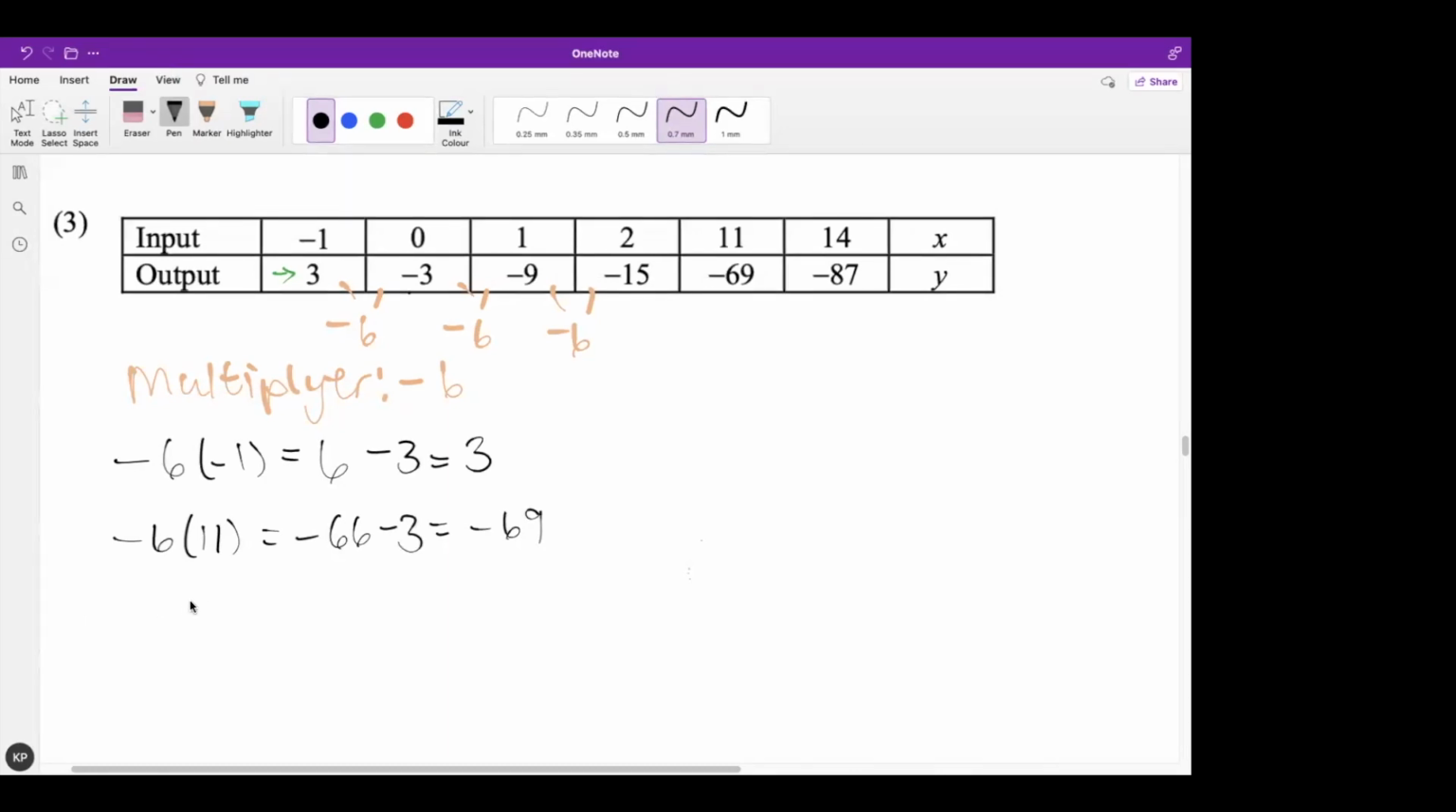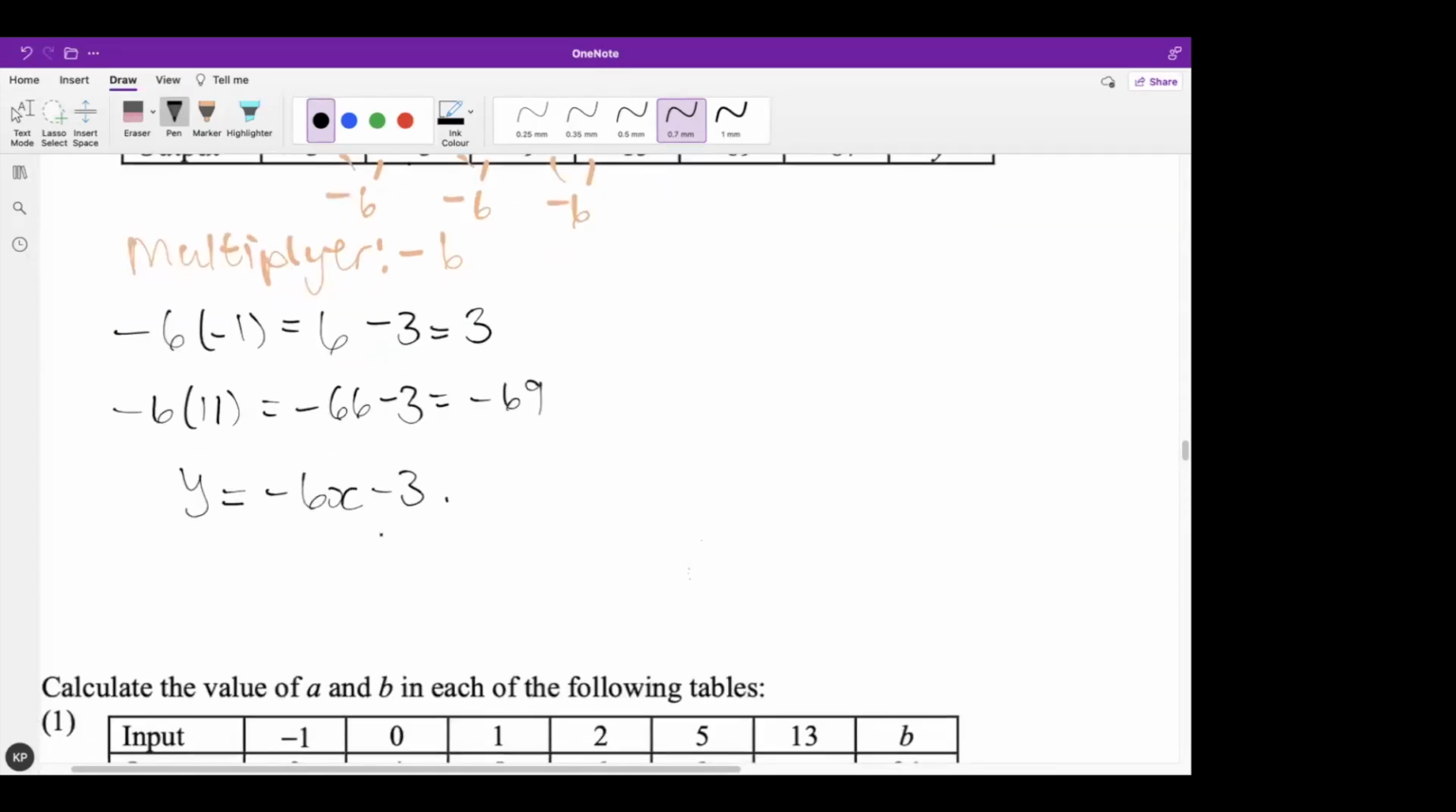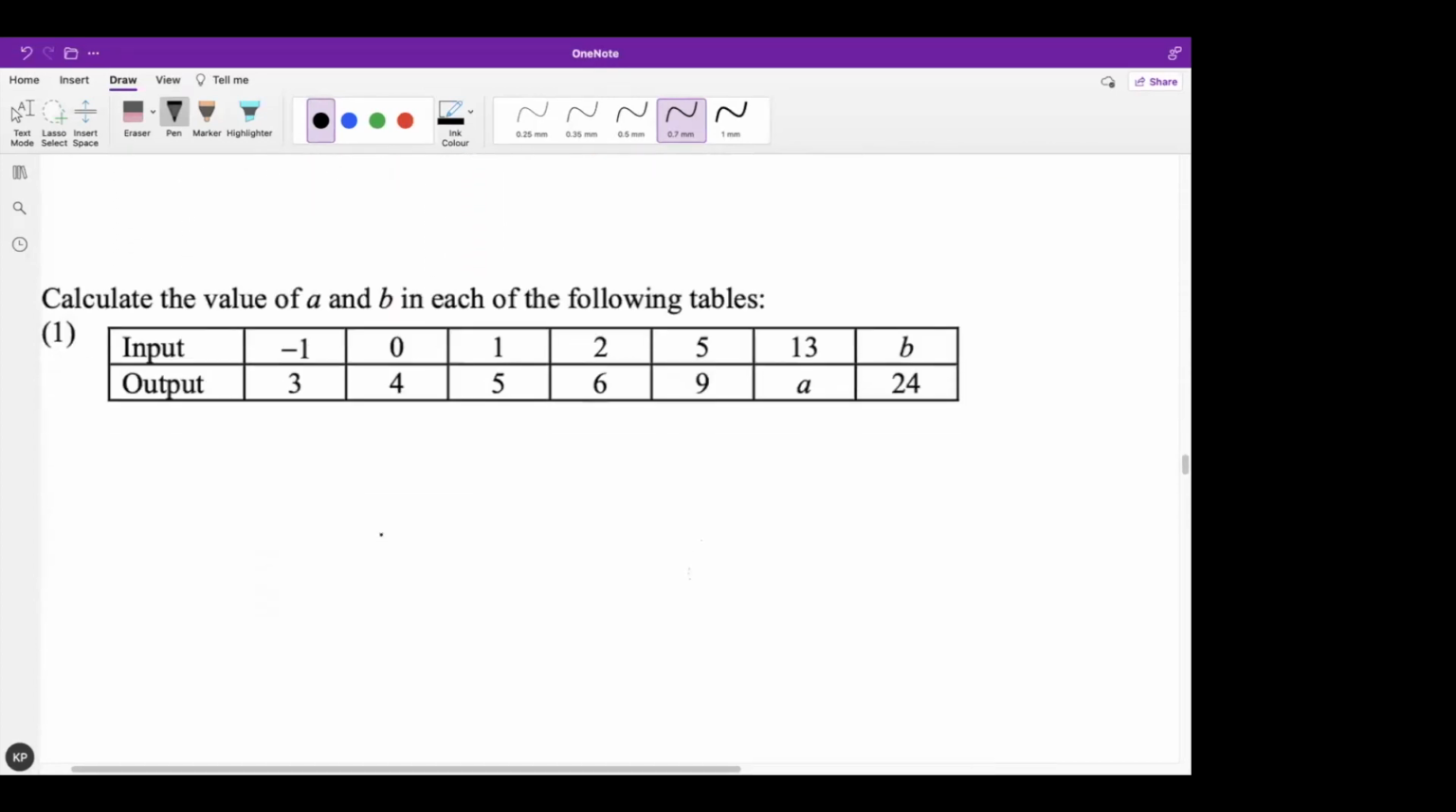Nice, Logan. Nope, almost. You just missed one thing. One thing you are missing there, Logan. Almost, almost. Y is equal to? Nice. Negative 6x minus 3. You guys are getting good at this. You're getting way too good at this.